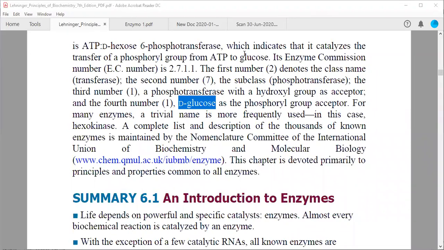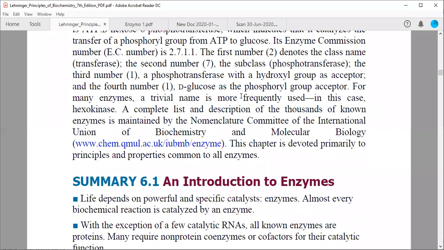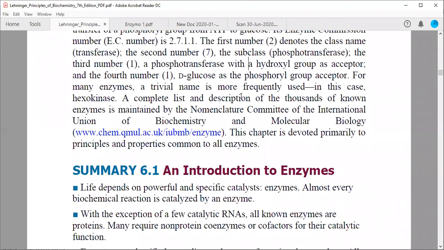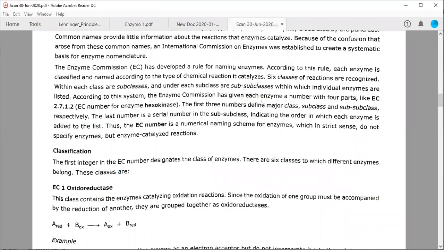Okay, fine. So the last number is the least significant. It is only showing the order of discovery, but everything is decided by these three numbers. Now we will discuss some more examples, but let me quickly finish this.